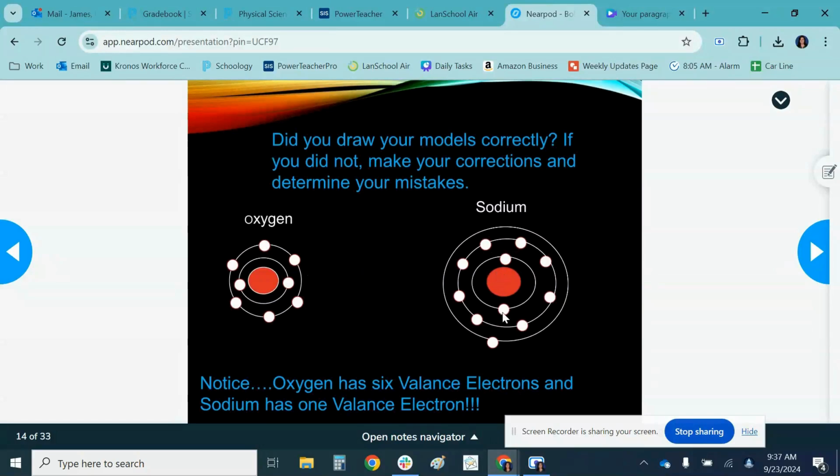Sodium, you can see, has 2 on the first level, and it ended up filling up the second level with 8 total electrons before we had to move on to the next level. So sodium has an atomic number of 11, which means that we have to put 11 electrons here. So with 2 filling up the first level, 8 filling up the second level, that would leave our last one to go on the third level. 2, 8, and 1 makes a total of 11.